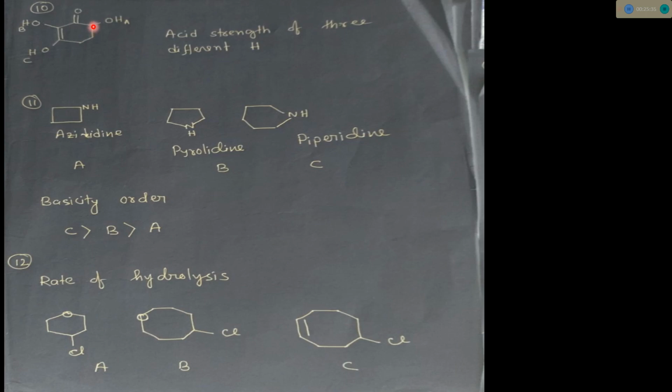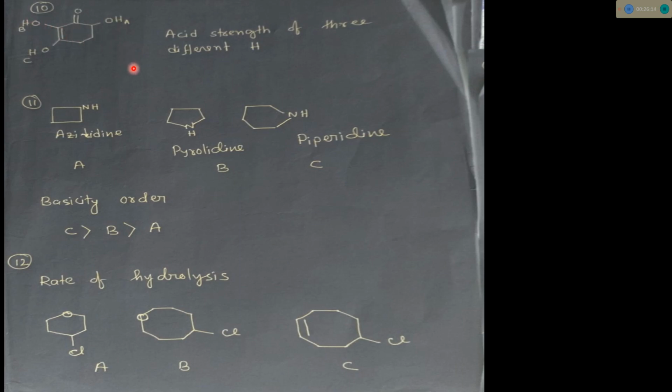So this is a normal secondary alcohol, this is a vinylic alcohol. From this alcohol, one carbonyl group is there, adjacent to this alcoholic OH. This is a simple secondary alcohol, this is a vinylic alcohol. So I believe the acidity of this OH is more than this vinylic OH.